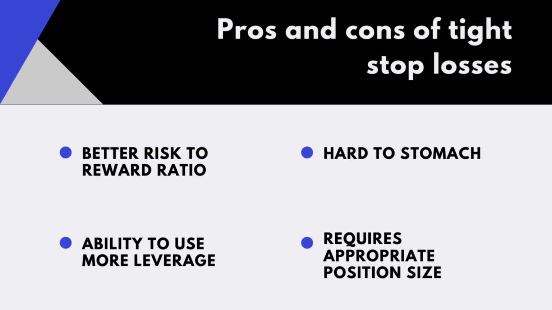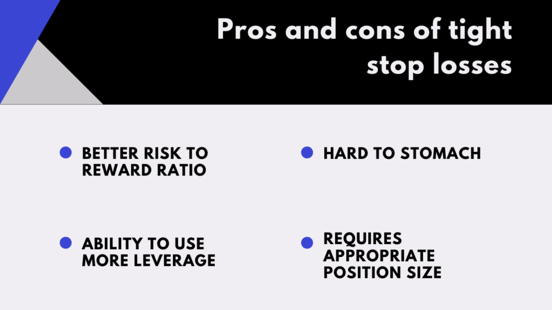will be the psychological one, which means that you will be losing many more positions than if you were using a wider stop, simply because a tight stop loss tends to be hit more often than a wider stop. So you need to be prepared mentally to have a losing streak of maybe 20 or 40 or maybe even more times. And also this type of approach requires an appropriate position size.